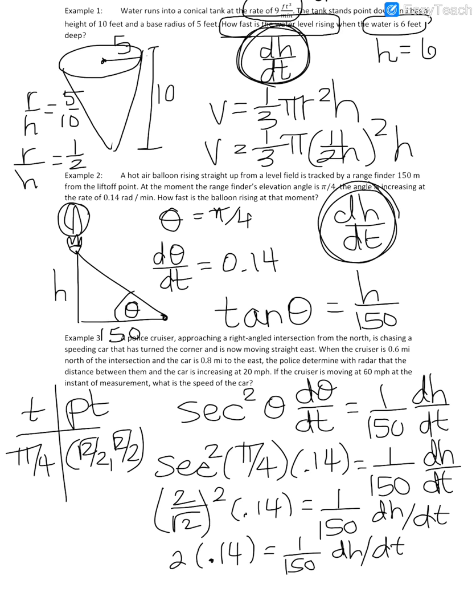That gives me 0.28. I need to multiply both sides by 150. I'm running out of room, so you guys are going to have to forgive me. I'm skipping some steps here. And when I do 2 times 0.14 times 150, I get 140. Feet per minute.